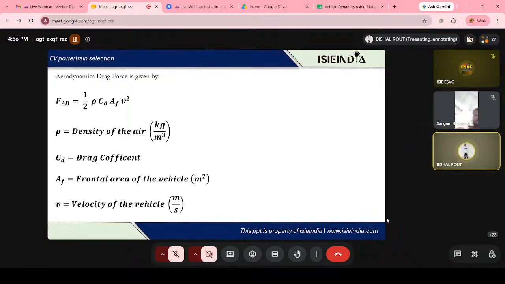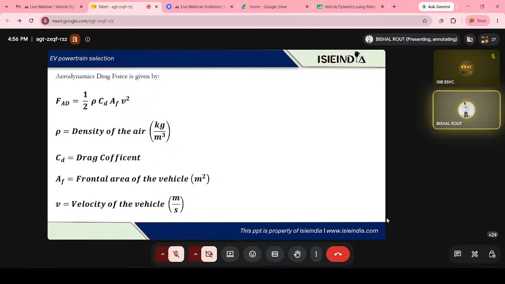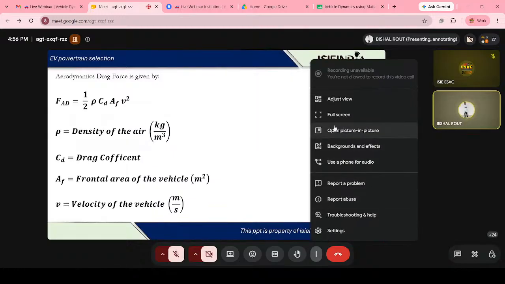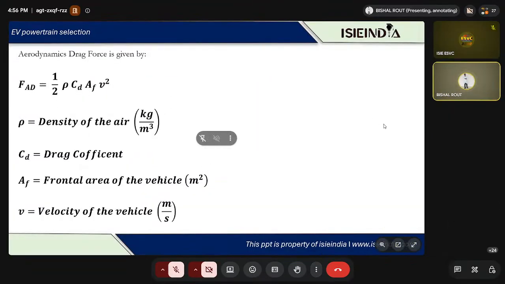So you multiply half with the air density, the drag coefficient, AF and V square. The drag coefficient will be given to you, and that depends on vehicle to vehicle. Again, the drag coefficient is calculated by wind tunnel testing and by computational fluid dynamics, CFD analysis.